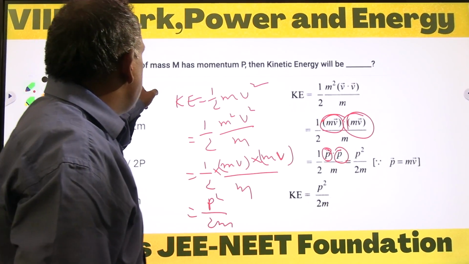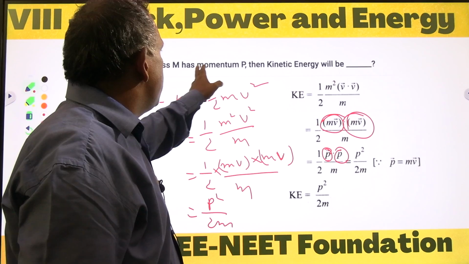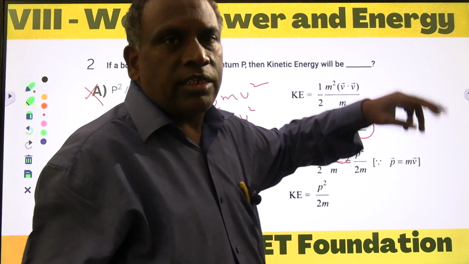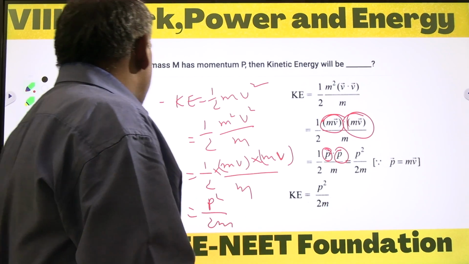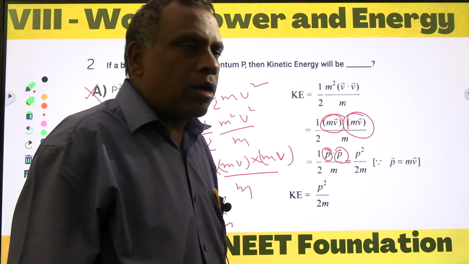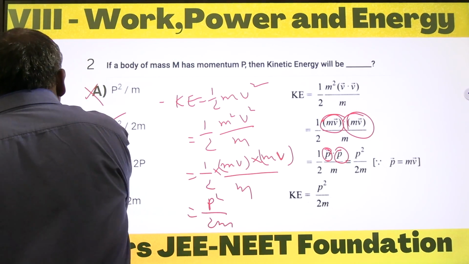The body has mass m and momentum p, then kinetic energy in terms of momentum has the formula p square by 2m. Option B is the correct answer for this question.